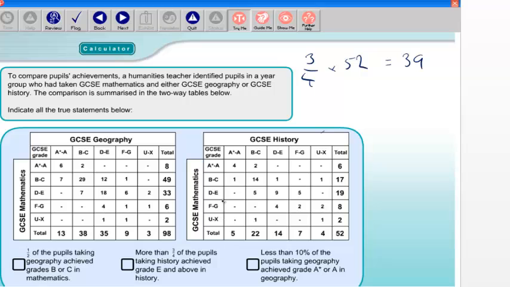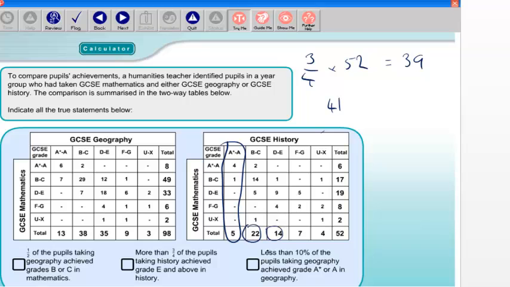So the history information is once again here. So you can see that 5 pupils got an A or A star in history. Don't worry about these numbers, that's what they got in maths. We're just interested in the history. So B or C in history is 22 pupils, and a D or E is 14, and that's what the question's interested in here, E or above or E or better. So we've got 14 and 22 and 5 to add together, which adds up to 41, and that is more than 39, so this is also a true statement.